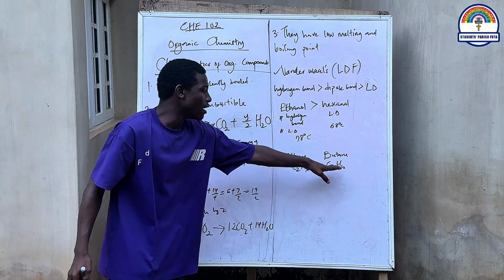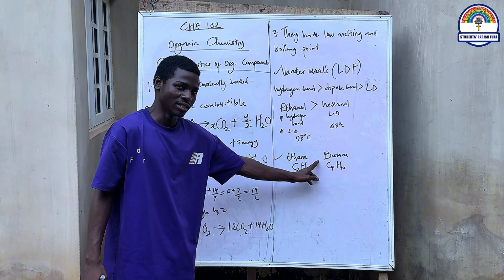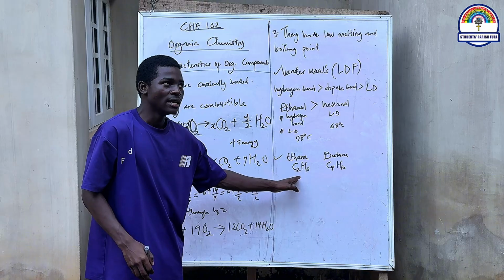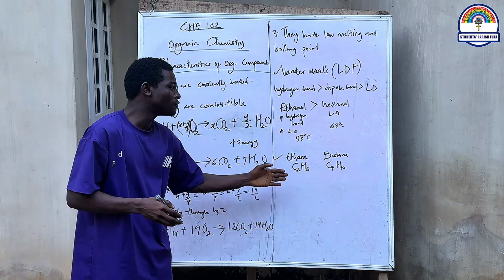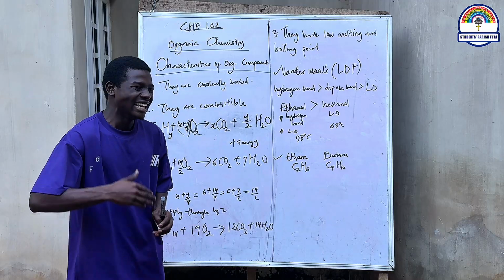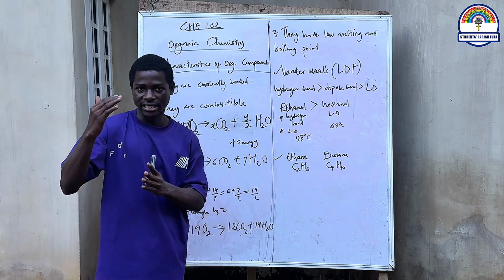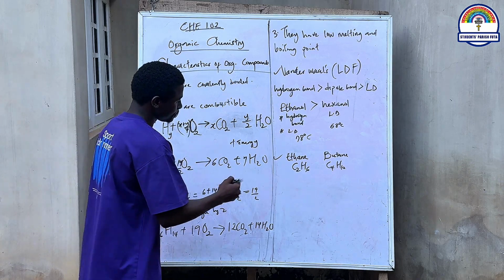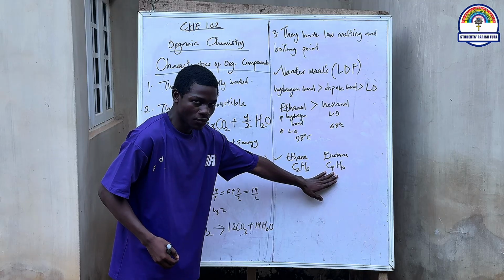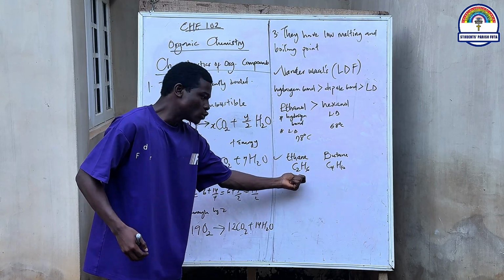Which of these two would have the higher melting point? Butane will have the higher melting point. Why would butane have the higher melting point? You see, their melting point or boiling point depends on the force between them, and the force between them increases as their carbon atoms increase. This has 2 carbon atoms. This has 4 carbon atoms. The forces between these ones are much more than this one.